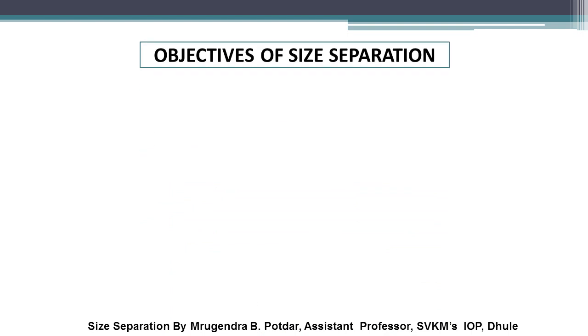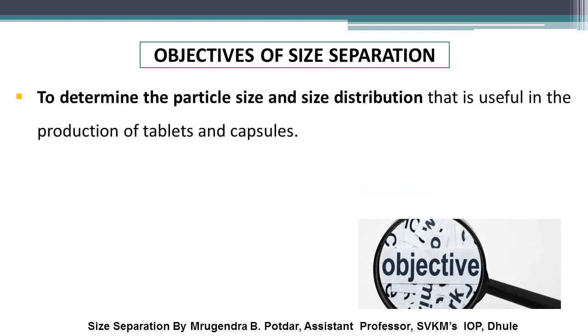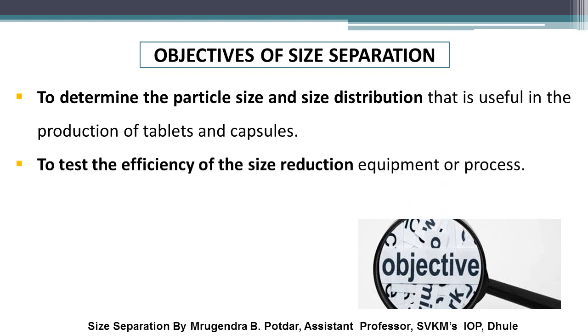There are some objectives of size separation. First, to determine the particle size and size distribution that is useful in the production of tablets and capsules. As we know, during the formulation of tablets and capsules, we require a uniform particle size. So to determine the exact particle size as per the grades of powder, we distribute the particles as per their sizes, which is usable for the production of tablets as well as capsules.